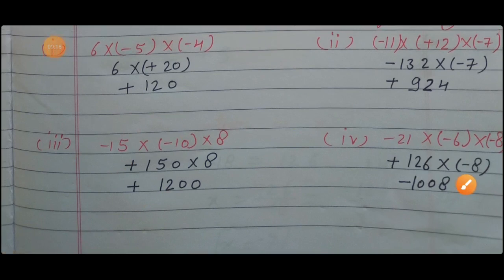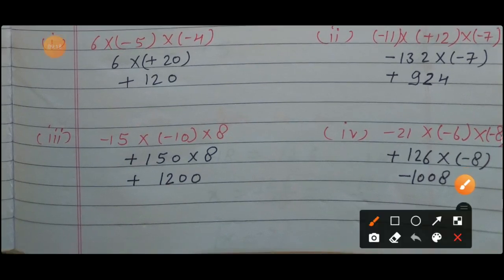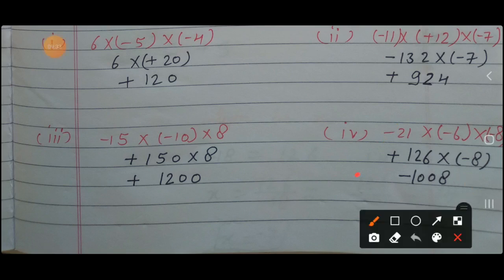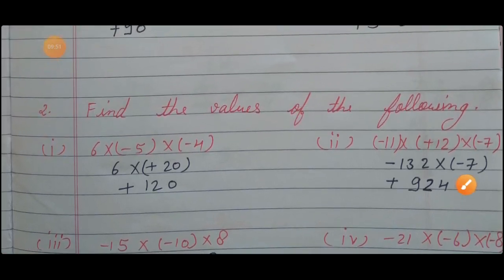Fourth is here, minus 21 multiply by minus 6 multiply by minus 8. Here minus 21, minus 6 both are negative. On multiplication we are getting plus 126. Now you will take minus 8. Plus multiply by minus, then you will get minus. Minus 1008. Rest part try yourself of this question number 2.